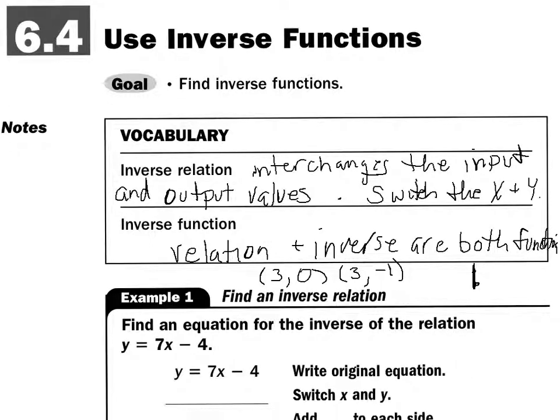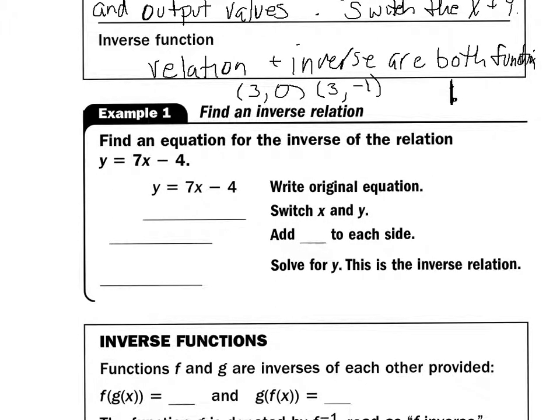Okay, example 1, finding the inverse. First thing you do is you write the original equation. Now you're going to switch the x and the y. So we're going to put x here equals 7y minus 4. And then I'm going to solve for y by itself again. So I'm going to add 4 to both sides. So x plus 4 equals 7y. And I'm going to divide by 7. Get x plus 4 divided by 7 equals y. And that's the inverse of it.